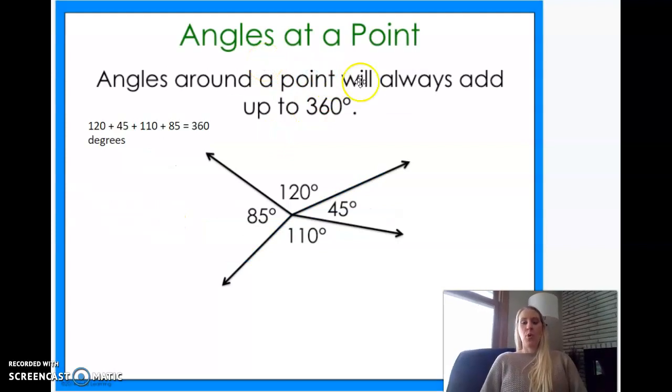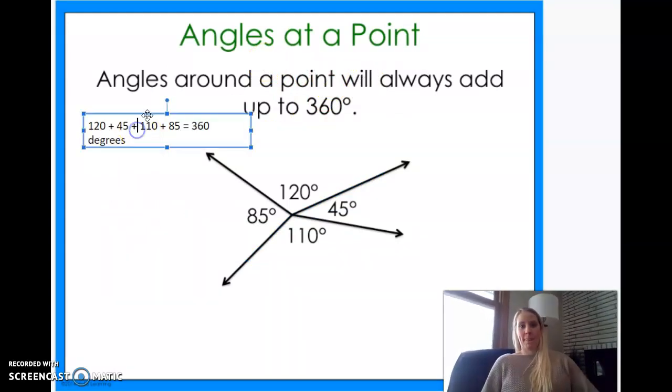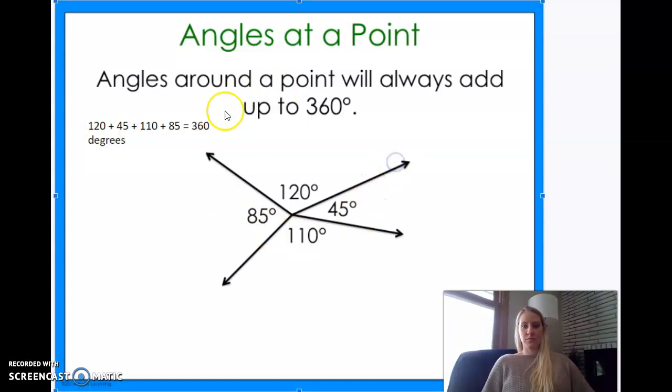So, angles at a point. Angles at a point will always add up to 360 degrees. So these are not straight lines intersecting like our last problem, but it is still four sides in this case that all meet at one point, at one vertex. So all of these measures should equal 360 degrees. So if you add up 120 plus 45 plus 110 plus 85, it will equal 360 degrees.